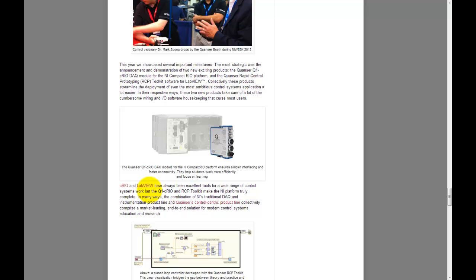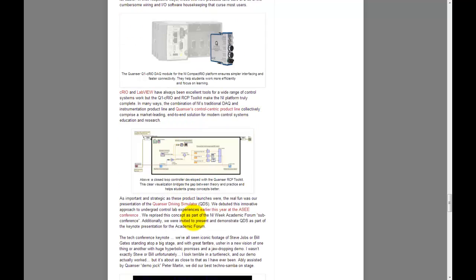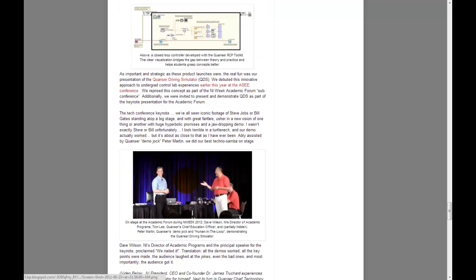And even more exciting, Serial and LabVIEW have always been excellent tools for a wide range of control systems work, but this Q1 Serial and RCP toolkit, which our engineers have been working on for some time, make the NI platform truly complete. In many ways, the combination of NI's traditional DAQ and instrumentation product line and Quanser's control-centric product line collectively comprise a market-leading end-to-end solution for modern control systems education and research. Awesome.